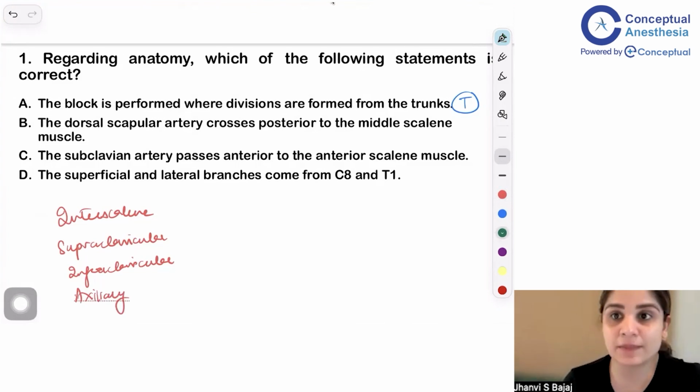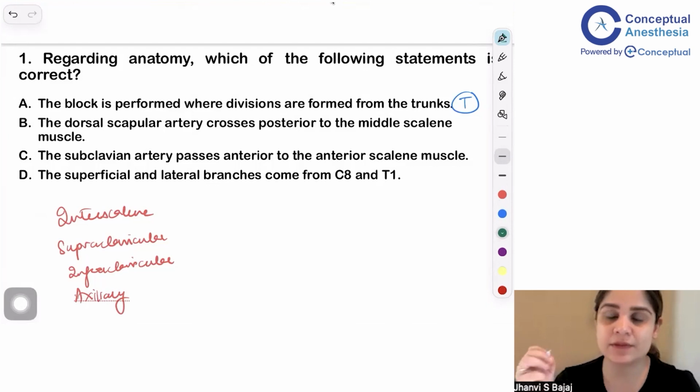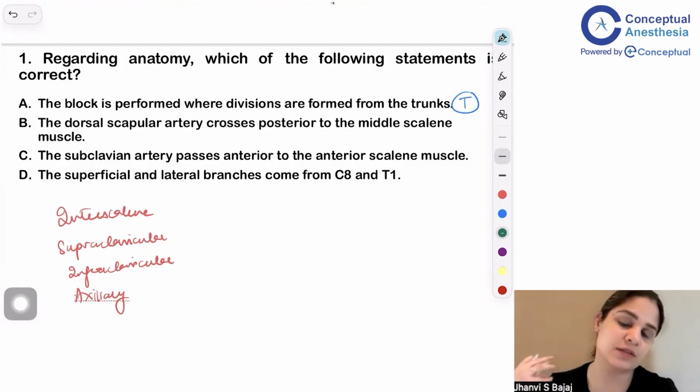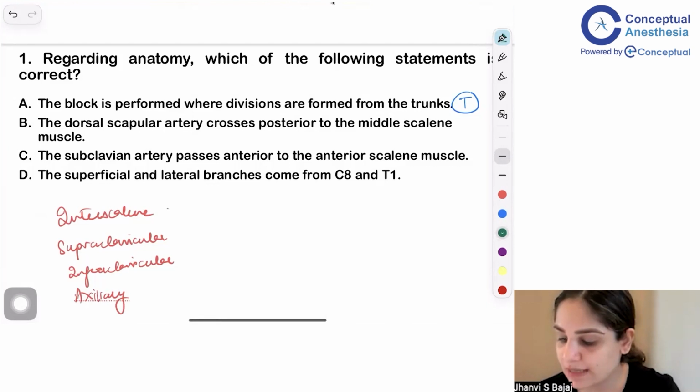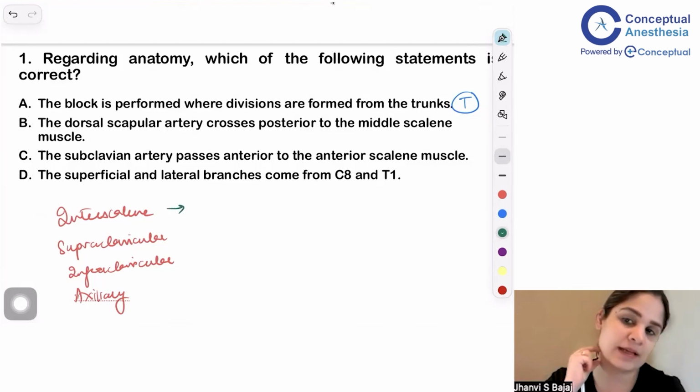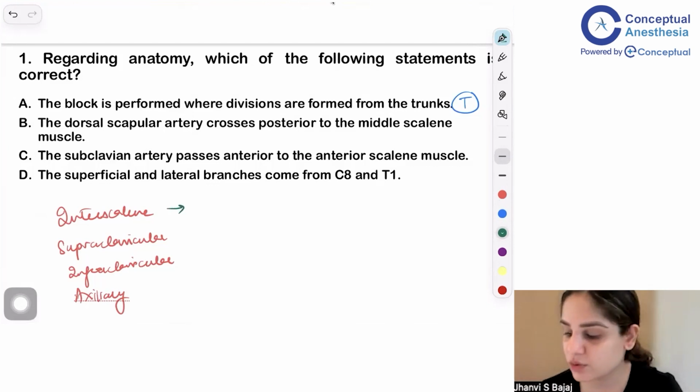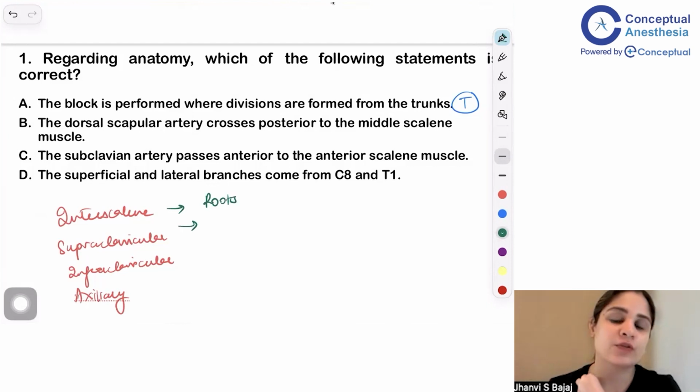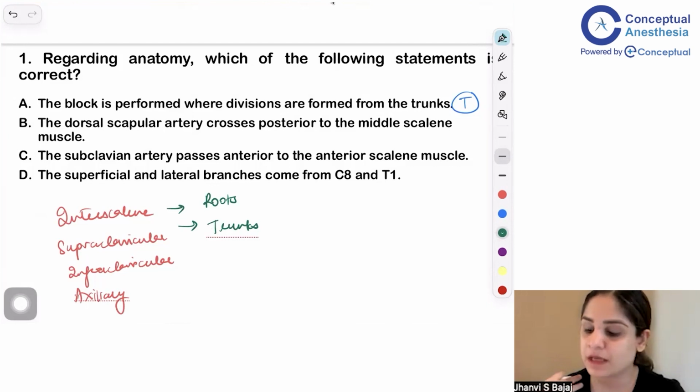Now these are the very basics. What are the parts of the brachial plexus that you block at each level? Okay, so your brachial plexus starts from your C5, C6, C7, C8, T1 nerve roots. So at the interscalene level, between the anterior and middle scalene muscles, you're going to block the roots of the brachial plexus. In the supraclavicular area, these roots join to form the upper, middle and the lower trunk of the brachial plexus. So at the supraclavicular level, you're actually blocking the trunks of the brachial plexus.